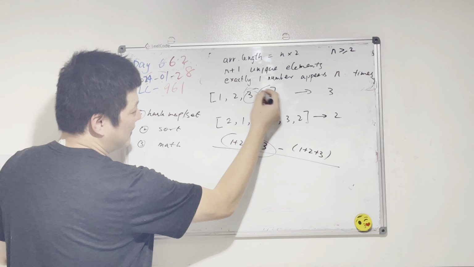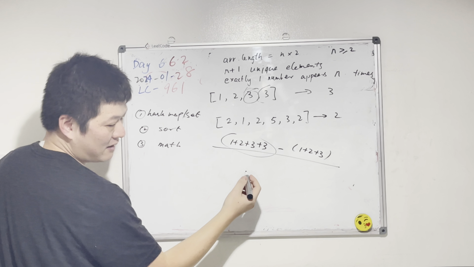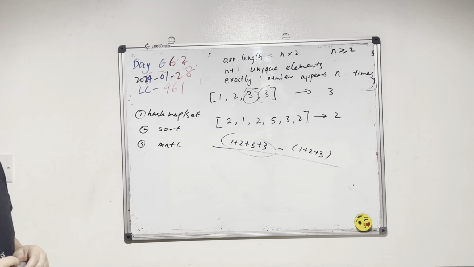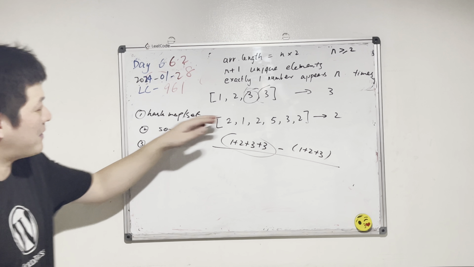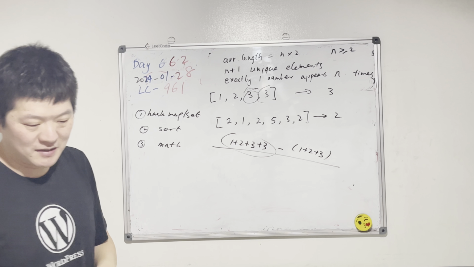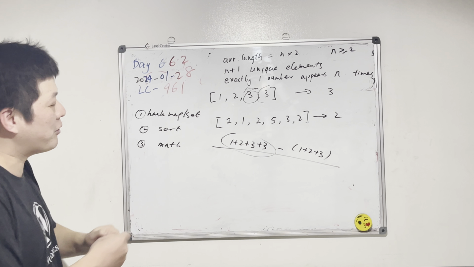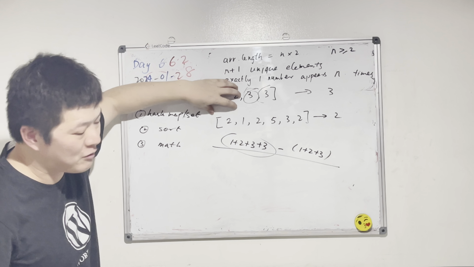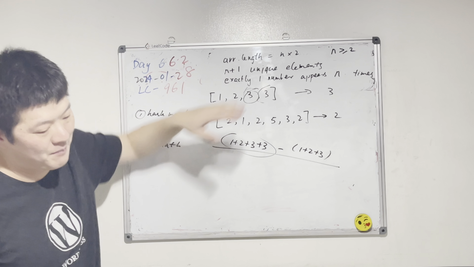There are four numbers, but divided by n minus 1, because there are n plus 1 unique numbers. What's n? n is an integer, and the array has n times 2 numbers. For example, n equals 2, n times 2, 4 numbers.